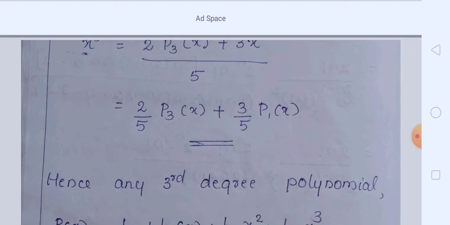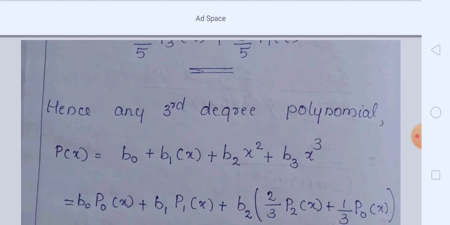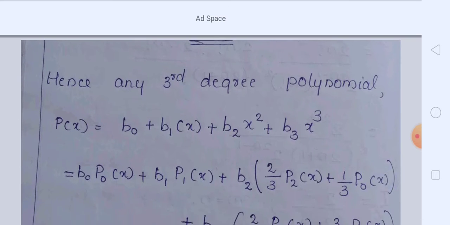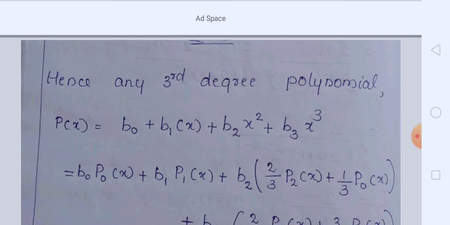A third degree polynomial can be written as P(x), any third degree polynomial. We can write it as P(x) = b0 + b1 x + b2 x² + b3 x³, where b0, b1, b2, b3 are the coefficients of the constant, x, x², x³ respectively. Then it can be written as b0 into 1. b0 into 1 means P0(x), since we already proved that P0(x) is equal to 1.